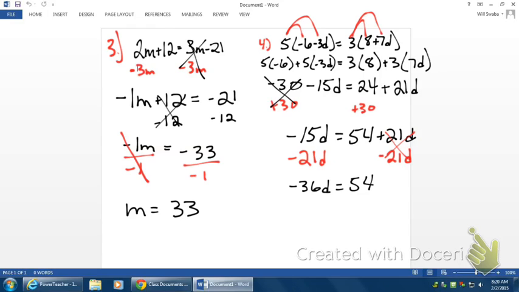And the last thing is to divide both sides by negative 36. Negative 1.5. Yeah. Okay.